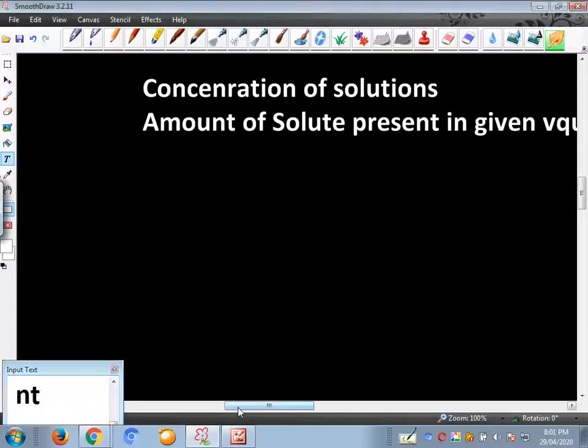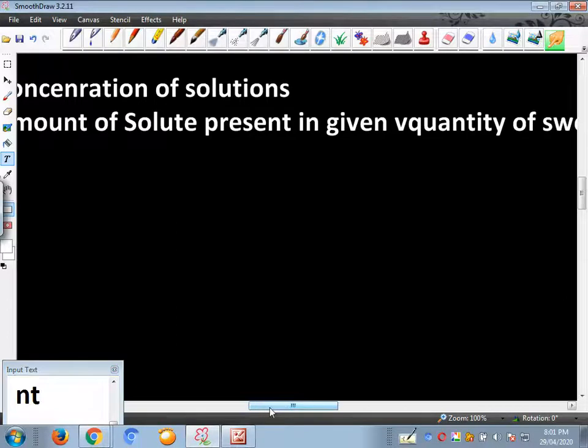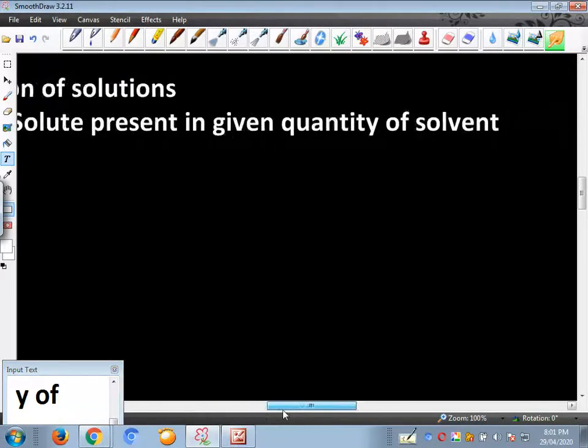So the amount of solute present in a given quantity of solvent. So we can define the concentration of solution as the amount of solute present in a given quantity of solvent.